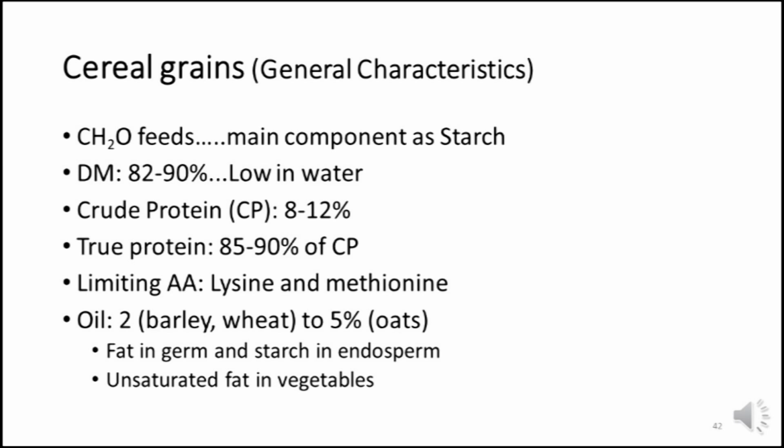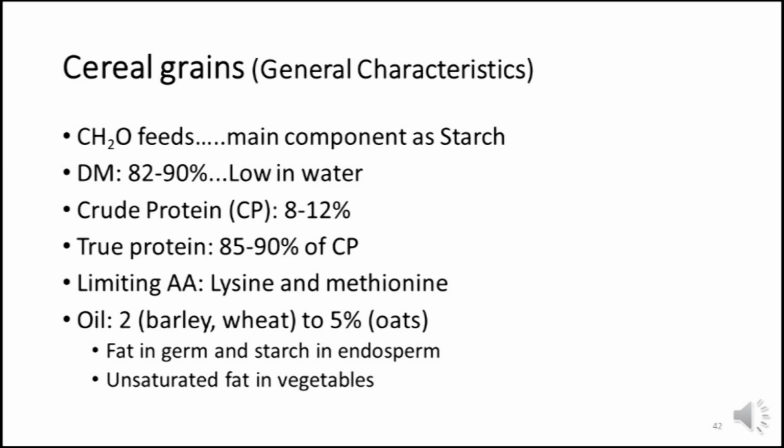In the majority of the cereal grains, their protein content, I'm talking about the true protein. True protein means the protein which is coming from the amino acids. Ruminant animals have the ability to make protein within the body by using ammonia. But here I'm talking about the true protein, the protein which is coming from the amino acids. So if we talk about 12% crude protein, this is the total protein that is present in a stuff. Out of that, 90% is the true protein in cereal grains.